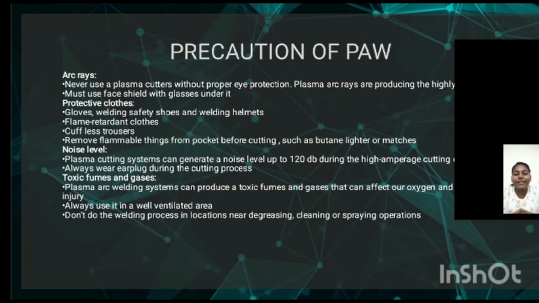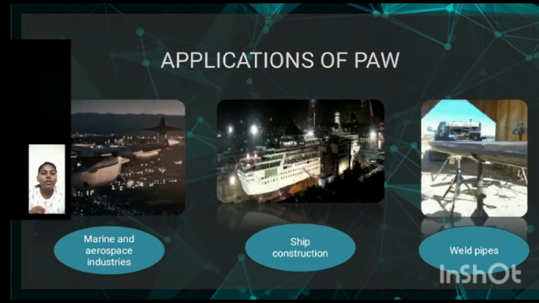Finally, toxic fumes and gases. Plasma arc welding systems can produce toxic fumes and gases that can affect our oxygen and cause serious injury. So always use it in a well ventilated area, and don't do the welding process in locations near degreasing, cleaning or spraying operations. This is a very important thing when we use plasma arc welding. Next we are going to see the applications of plasma arc welding, which is where we can use it.